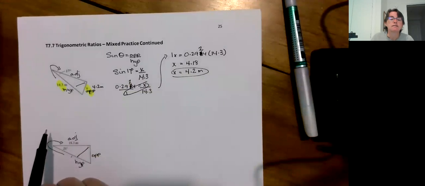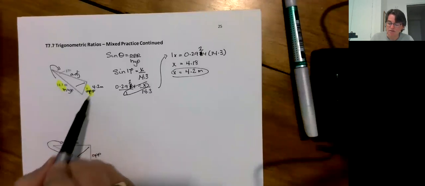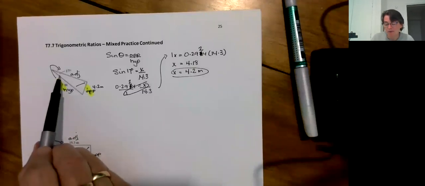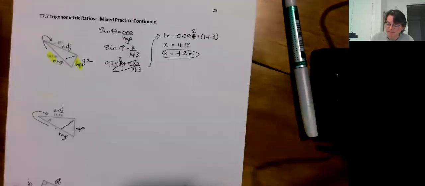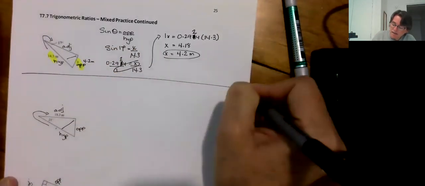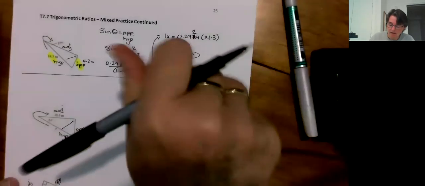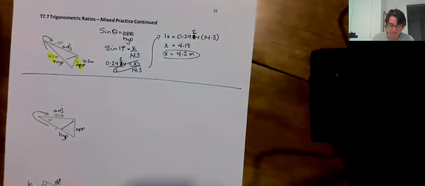Sorry, I was having another moment. I thought I'd made a mistake, but no, it's all good. So we know the hypotenuse is longer. And you can also say that this 17 degrees has to be across from the smallest side. So, done.